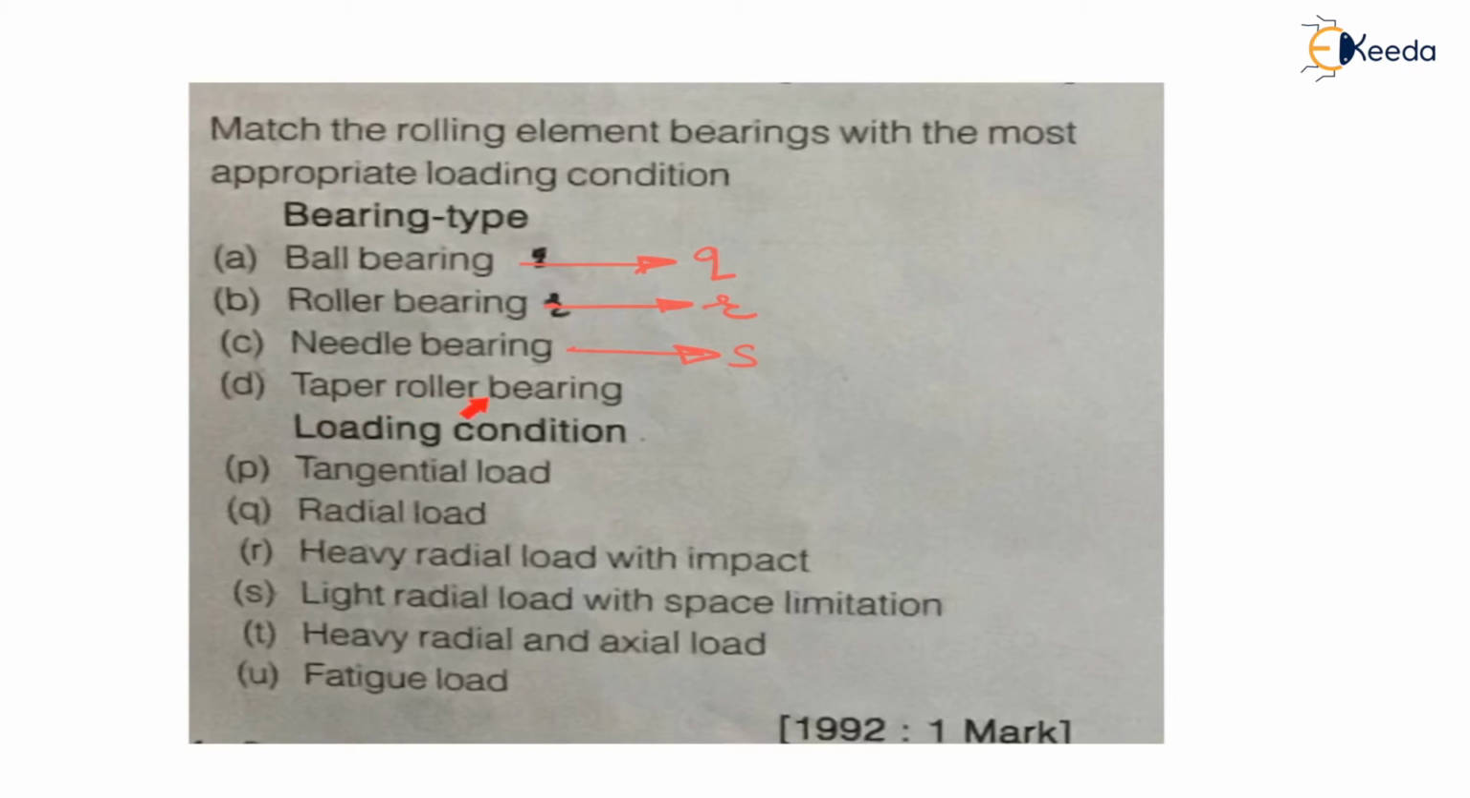Then last is taper roller bearing. My dear students, for taper roller bearing there is both radial as well as axial load, and as it is a roller, both are heavy loads. Roller bearing is generally used for heavy loads as compared to ball bearing. On a taper bearing there is always a radial as well as axial load, and as it is a roller there will be a heavy radial and axial load. Therefore option T will be correct for D. Right, this is your match the pair. Let us jump to the next question.